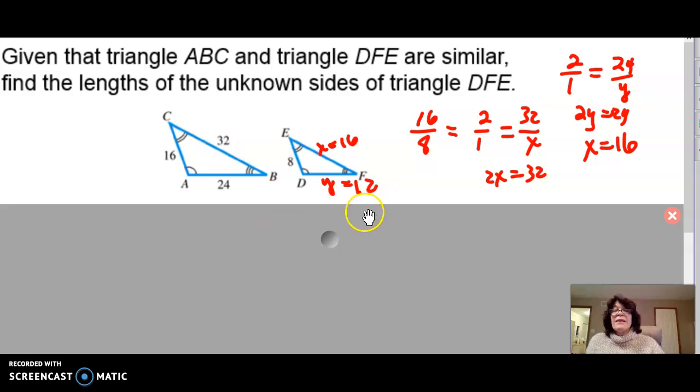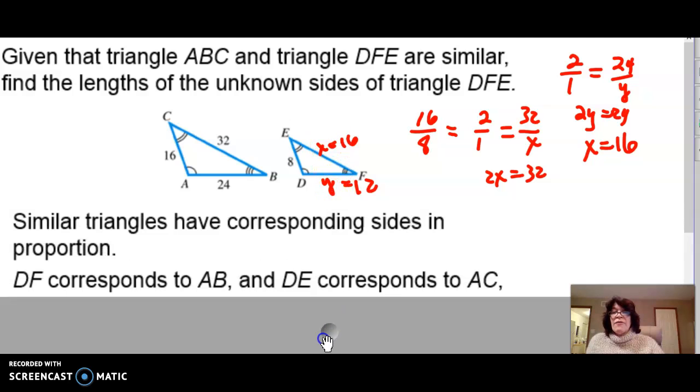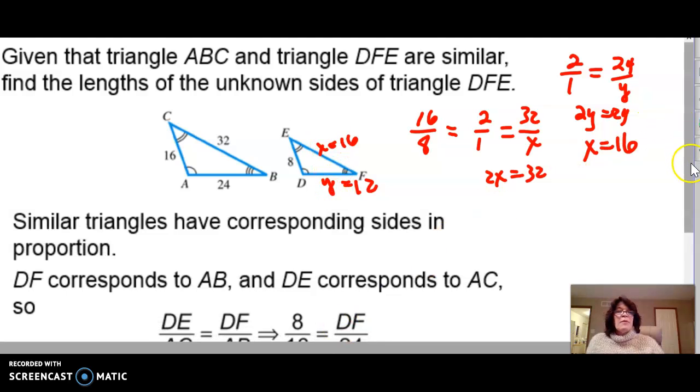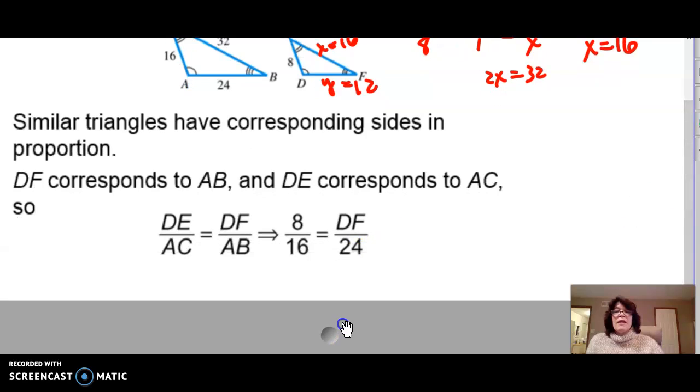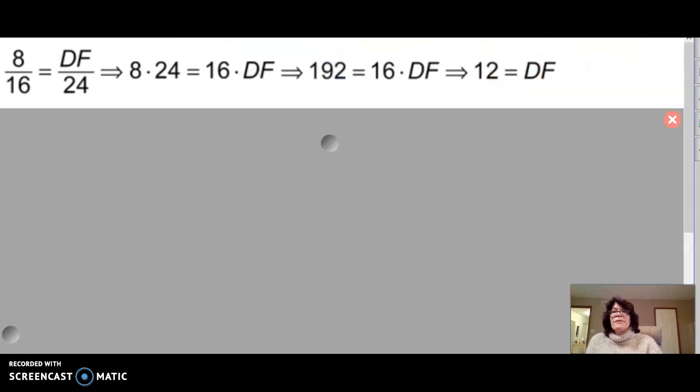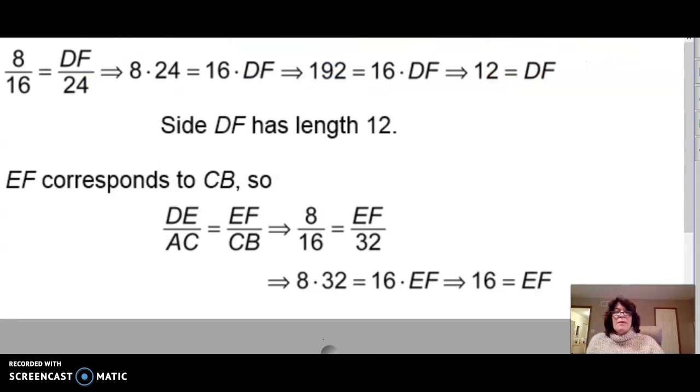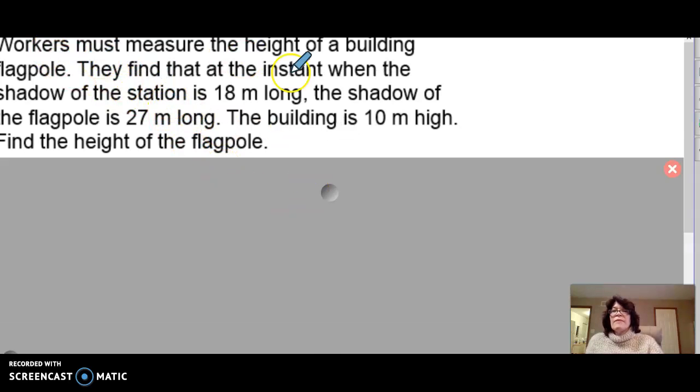Some of you may have just done that in your head, realizing that if this side is half of this side, then all the other sides have to be half of their corresponding parts. But I just wanted to show you the similar triangle way to do it, or setting up a proportion. So they did it a little bit differently, but we still got 16, etc.